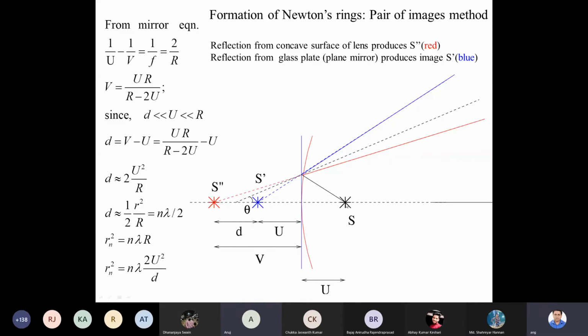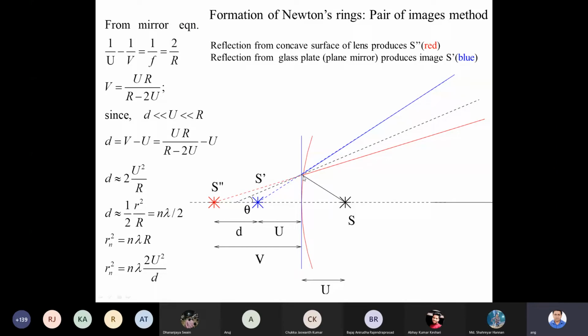Okay, so the radius of curvature of this red lens, somewhere here, is very high compared to this one. That is why we are taking this u and R in the calculation. So you place the source here, which is the extended source you are getting from the glass plate, placed at 45 degrees.